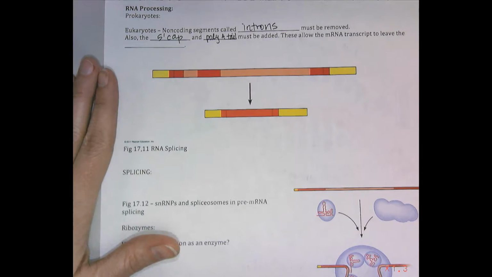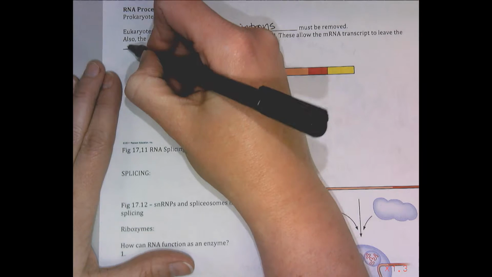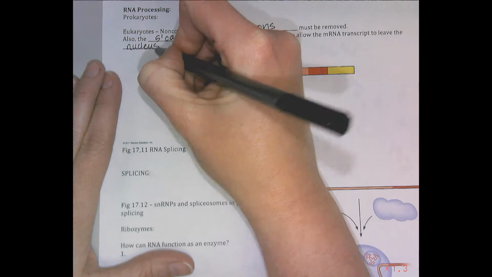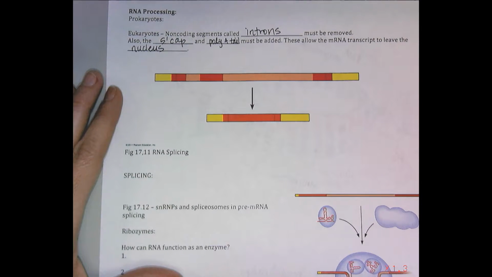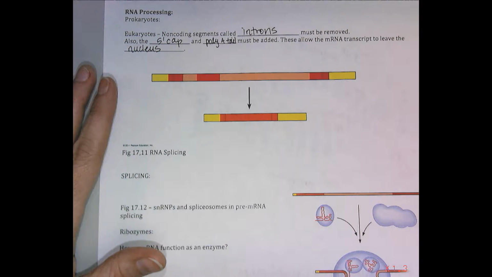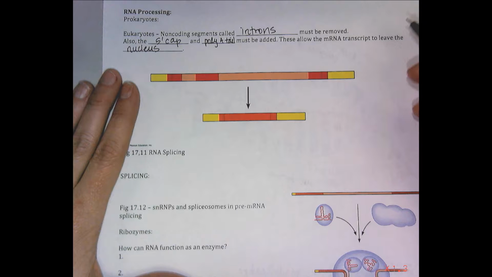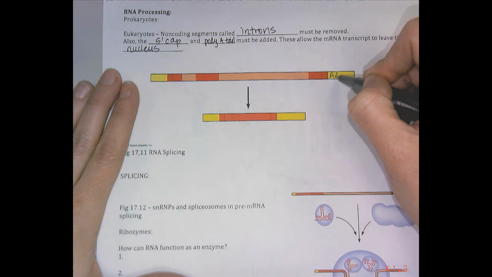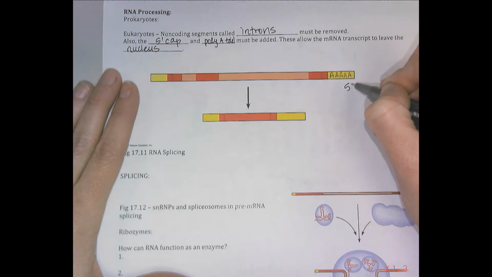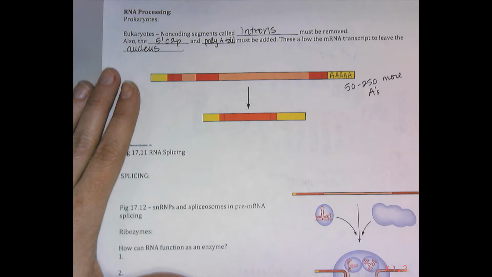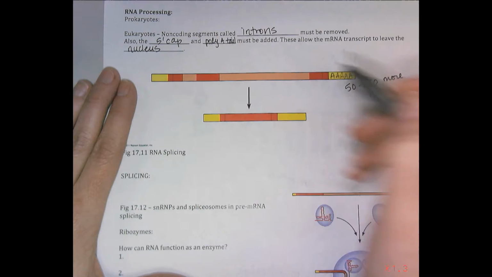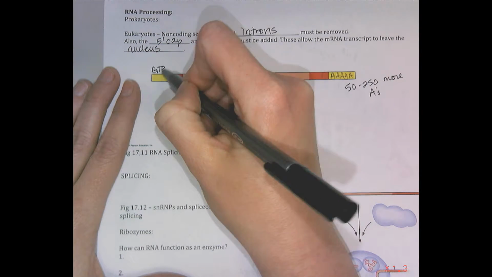This allows the mRNA transcript to leave the nucleus. Now, we've already got the polyadenylation signal sequence, that's several A's at the end, but we're going to be adding 50 to 250 more A's on the end. And that's what this is right here. Just 50 to 250 more adenine residues. All right, a 5' cap is actually a modified GTP.